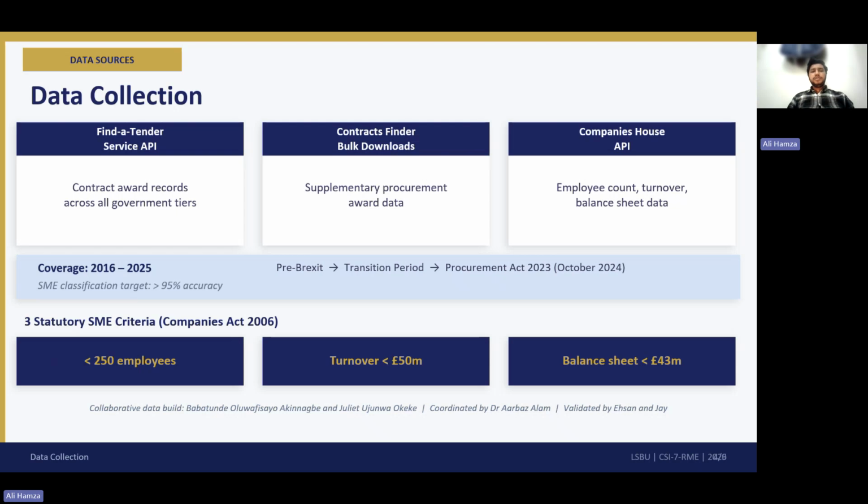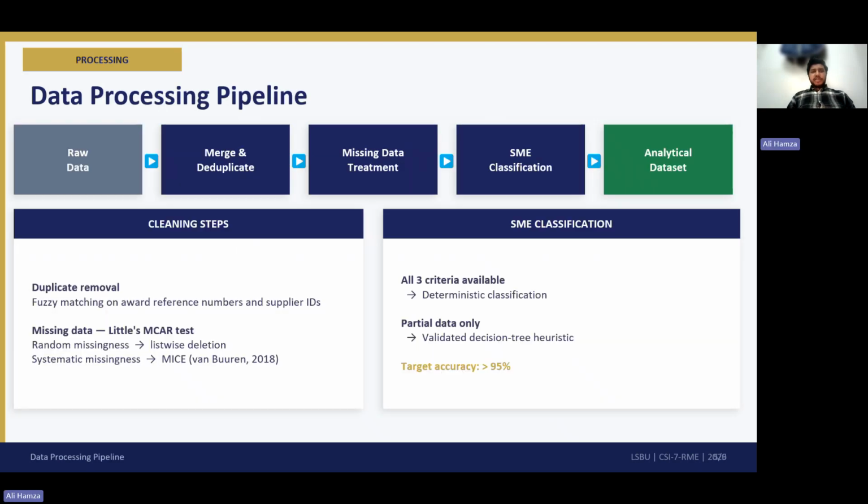First of all, we will use an API provided by the supervisor, which is absolutely free. That is Find a Tender, from which we will get all the award records for the government year. Then we have Contracts Finder, which helps us download all the contract data, including procurement award data for contracts that have been won. We will get that as well. Then we have the Companies House APIs, which will help us get employee counts, balance sheets, and these kinds of data. So let's move toward the data processing pipeline.